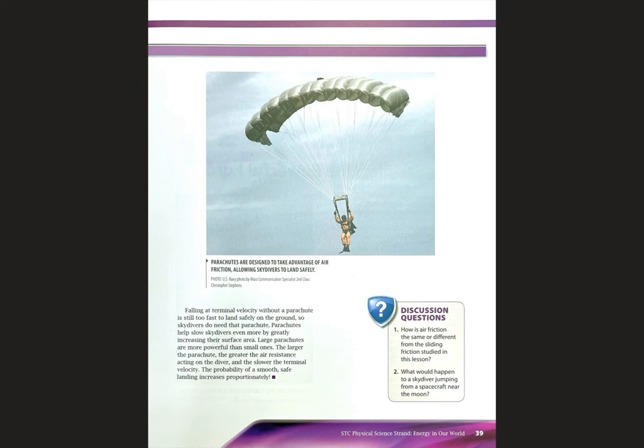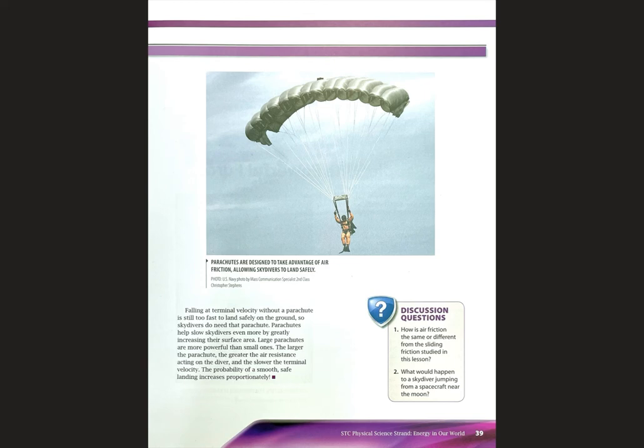So parachutes are designed to take advantage of air friction, allowing skydivers to land safely. So let's just go back to the last page where we talked about surface area. The parachute has a much greater surface area when it opens up. So that enables drag to happen, which slows your descent and thus allows you to land safely. All right, so let's check out the rest of it and look at the questions.